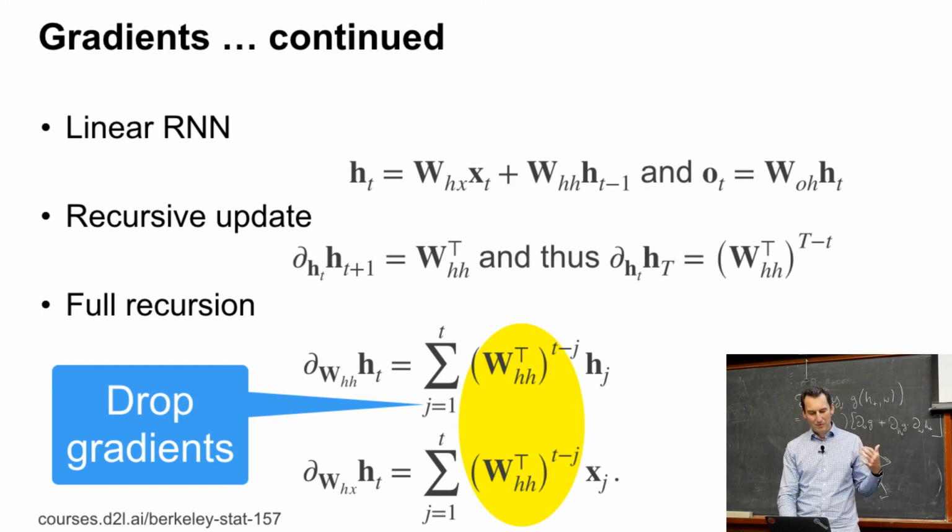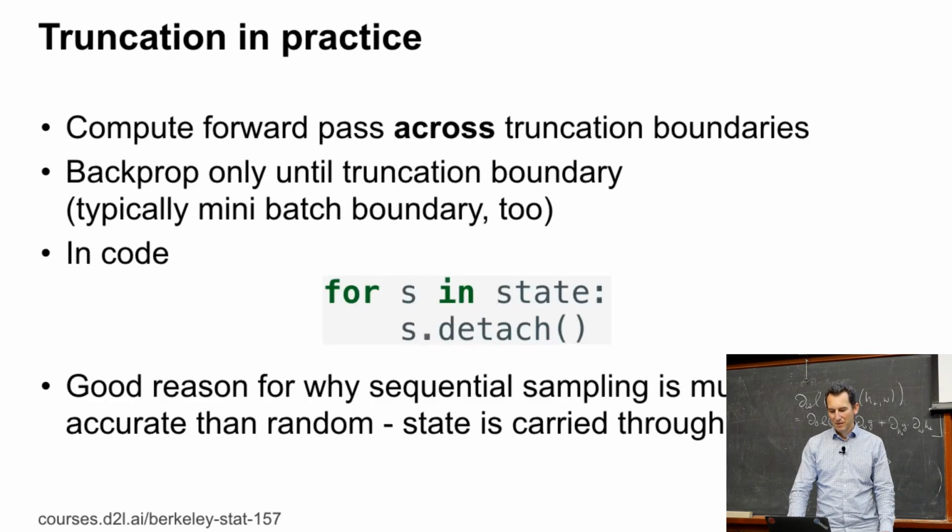But basically, if you look at the full recursion, you see sums of powers of W's, and then you just throw away the things that you don't like. And so what you do in practice, and this was exactly the astute observation from before, you just call detach. And that's also one of the reasons why random sampling of the data isn't such a great idea. Sequential sampling is going to be better. Good. So this is essentially all that there is to truncated backprop.